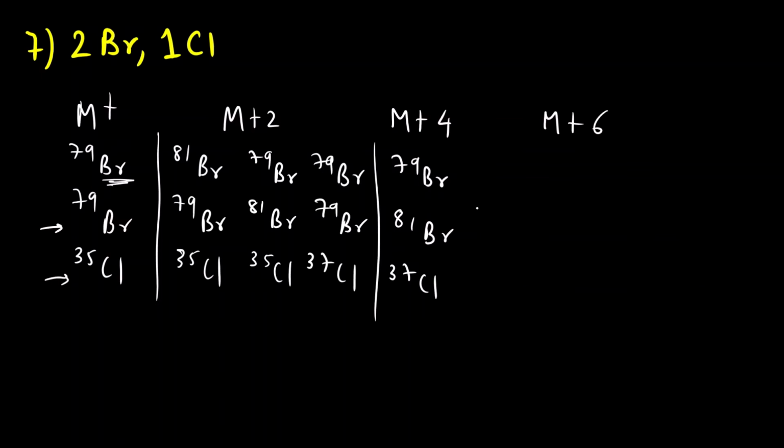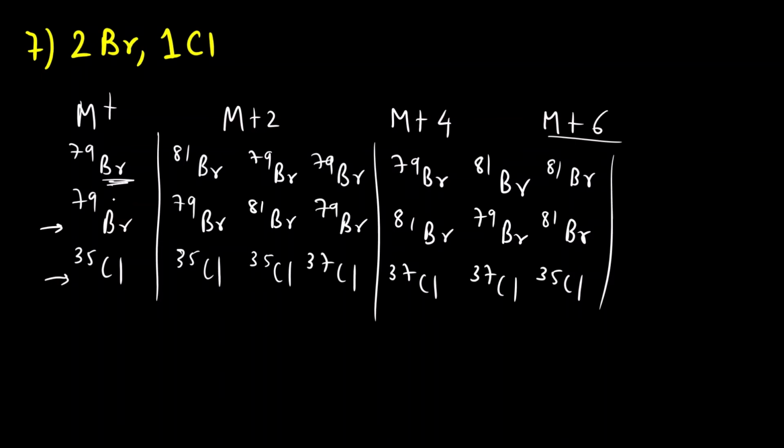Now M plus 4, let's say first one I keep same, 79Br, and increase the mass of other 2 by 2 units, 81Br, 37Cl. Now middle one I will keep same, 79Br. First and third I will increase by 2 units, 81Br and 37Cl. Now last one I will keep same, 35Cl. First two I will increase by 2 units, 81Br, 81Br. And last is M plus 6. So increase the mass of all the atoms by 2 units. So 81Br, 81Br and 37Cl. Okay, find the ratio.